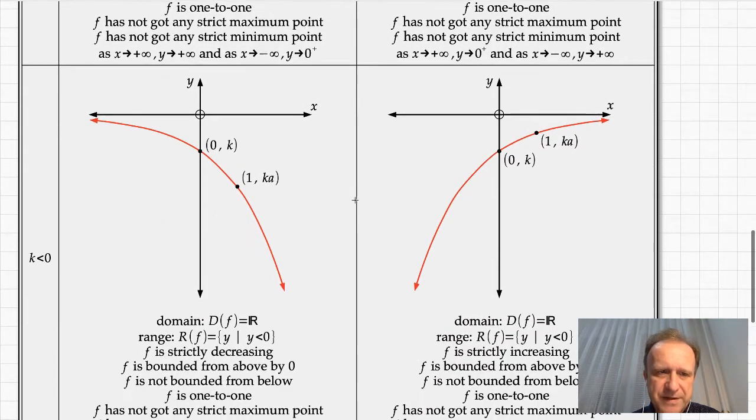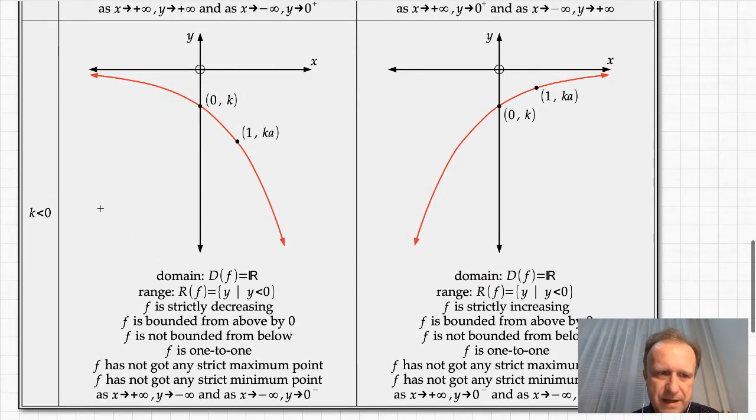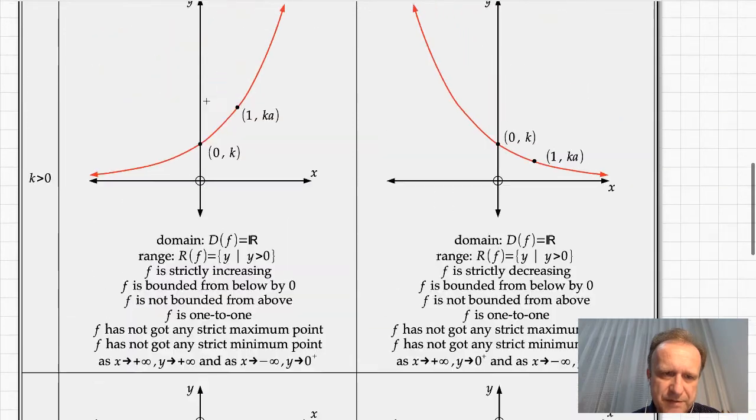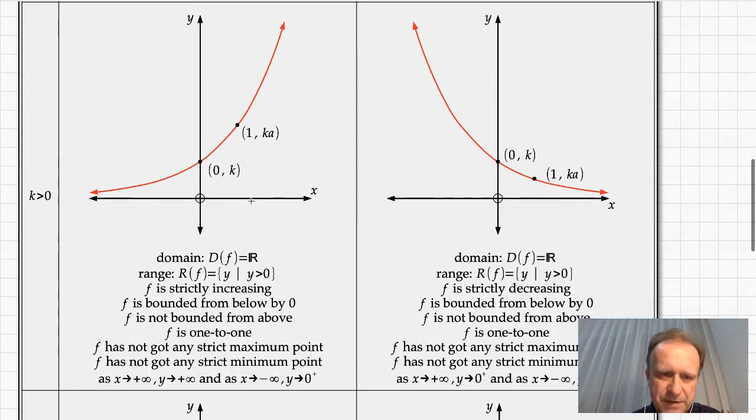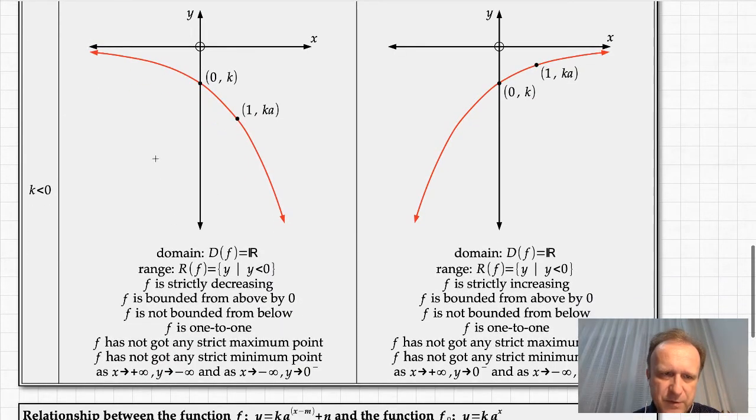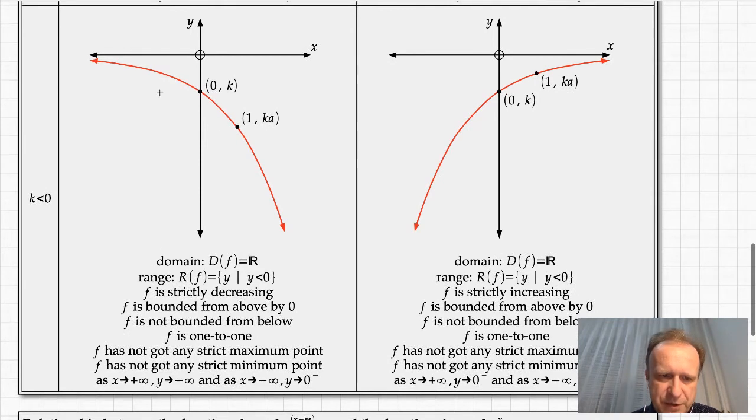Now let us look at this case of negative k and a which is greater than 1. So this function is the reflection of this one in the x-axis, so it is reflected. So therefore, well, the range is the set of all negative numbers. It's strictly decreasing this time. It's bounded from above by 0, not bounded from below, 1 to 1 again, and doesn't have any strict maximum or minimum. It's the same for all these situations.